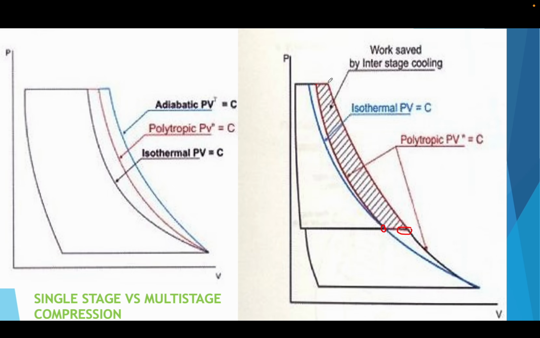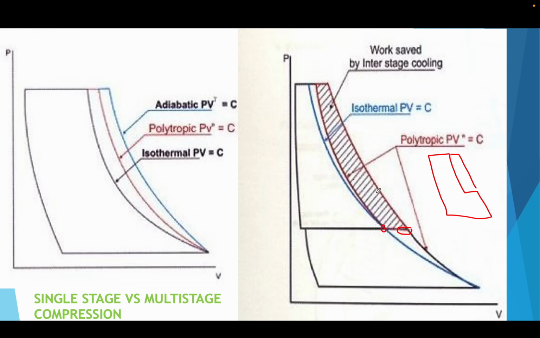Now if you are following single stage compression, you will follow this graph. But if you are following two-stage compression, you will follow this graph till here, and after that you will follow this graph. So it will look like this. It means that this amount of energy is saved. This shaded portion is the amount of energy which is saved if you are following multi-stage as compared to single stage. So multi-stage compression is more advantageous.